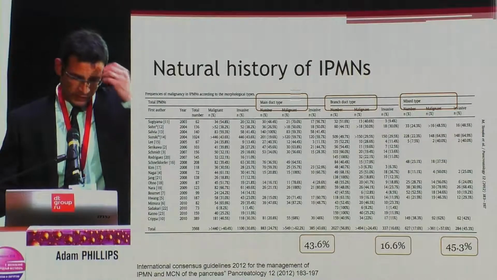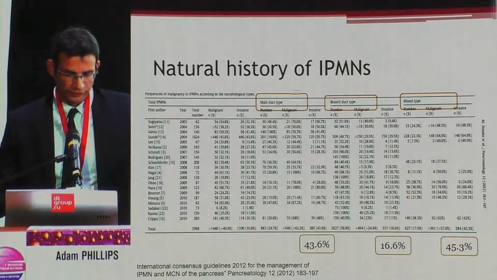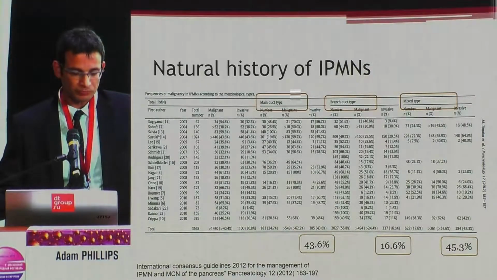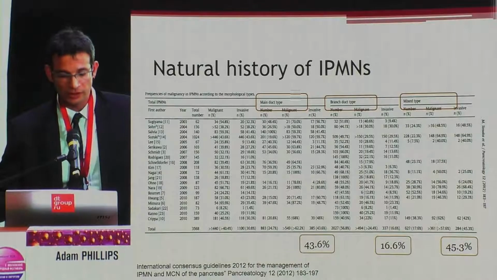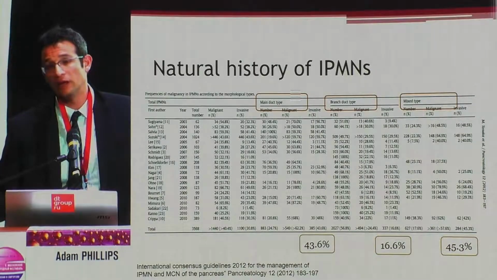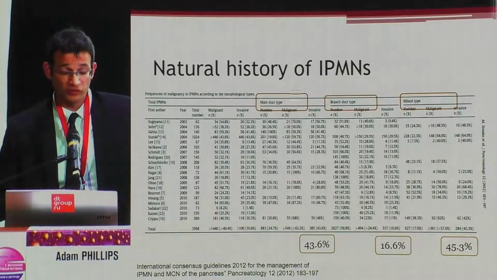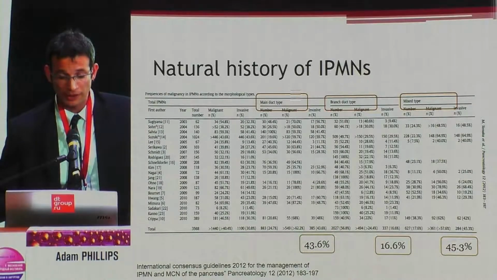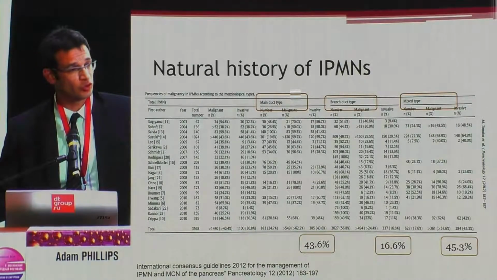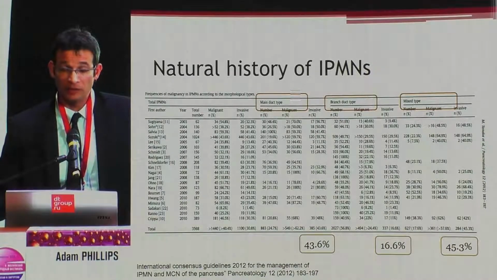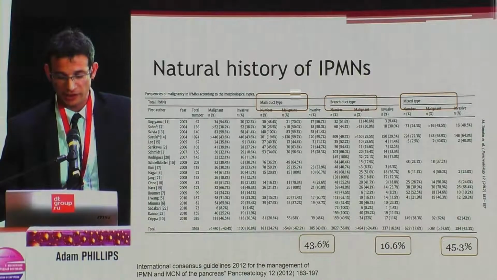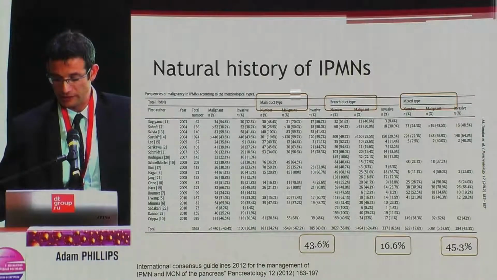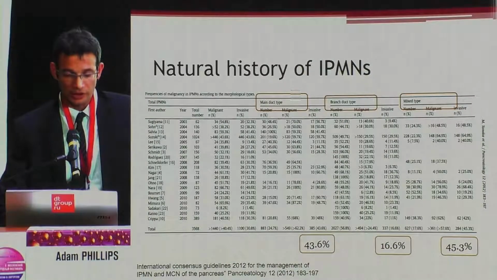This is also a very, very busy picture of the natural history of IPMN from the revised secondary criteria. Also, we can see here that in main pancreatic duct, we have about 43% involvement of carcinoma later on. In mixed type, also more than 40%. And in branch duct IPMN, about 15 to 16%. So these are different diseases, and we need to treat them differently.